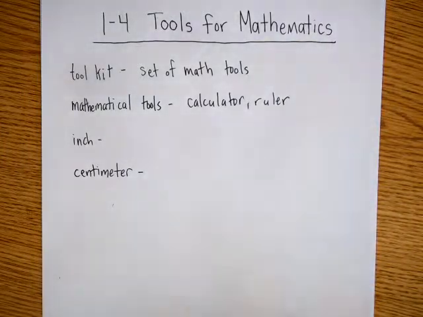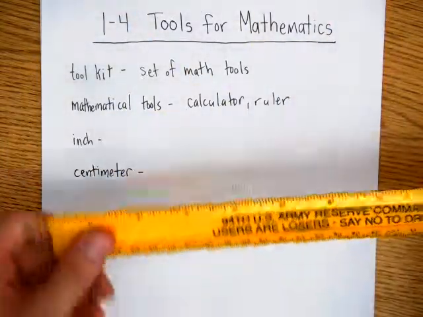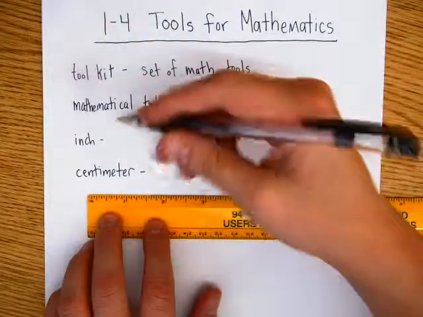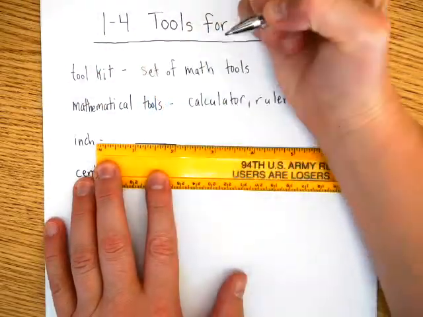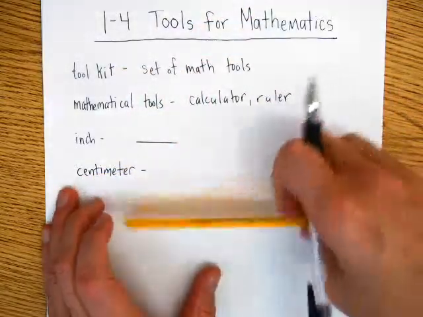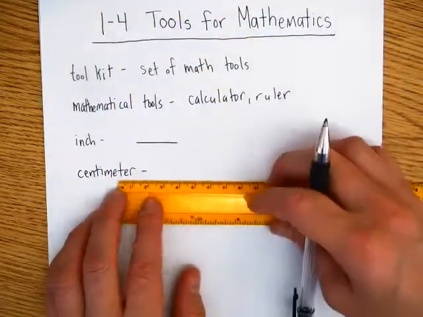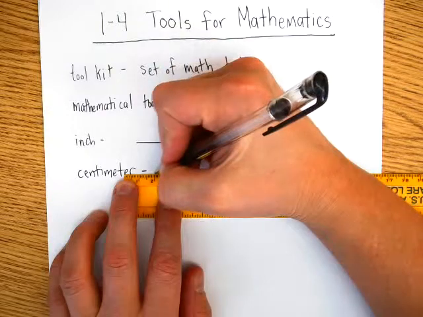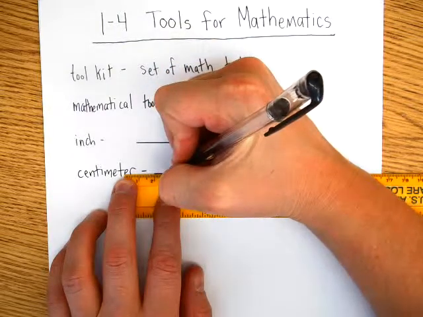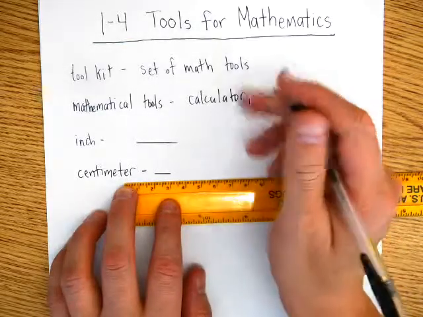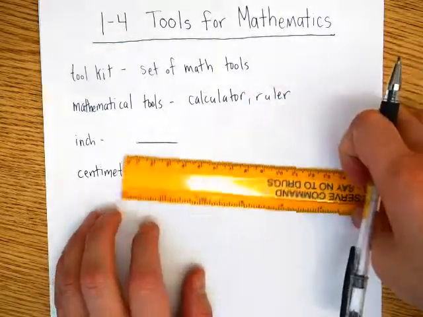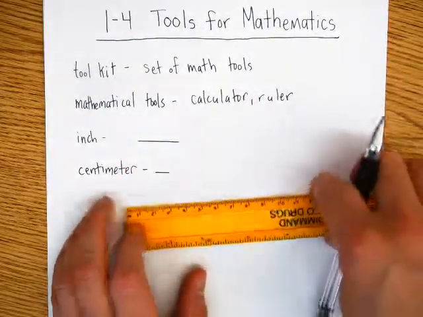The other words we talk about are inch. Okay, so speaking of ruler, we have one here. An inch is a unit of measurement that is about this long. Here, that's an inch. And a centimeter is a unit of measurement that is shorter than an inch. In fact, 1 inch equals about 2.5 centimeters, 2.54 centimeters to be exact. But these are our vocabulary words for today.